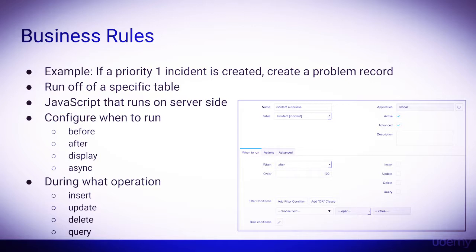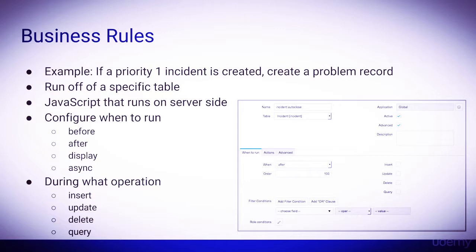Business rules run off of a specific table. On the right, we have a screenshot of a business rule, and in the upper left, we can see the table is set to incident. You will always specify a table in business rules. Business rules allow administrators to write JavaScript, which is run on the server side, so you can do some complex operations with business rules.